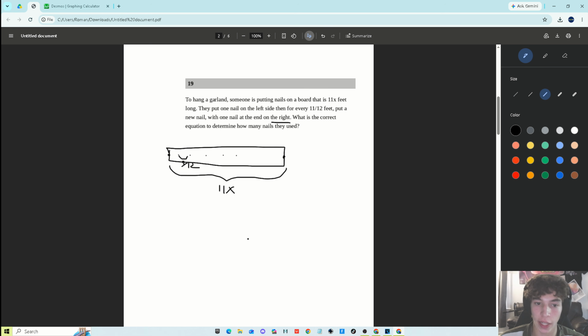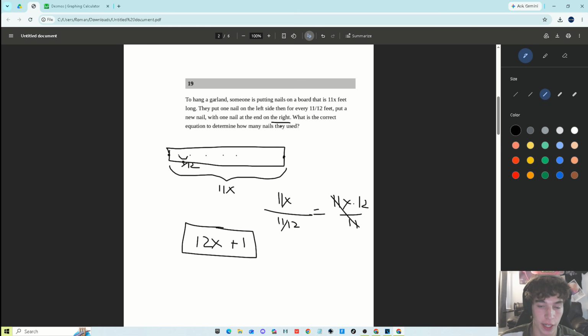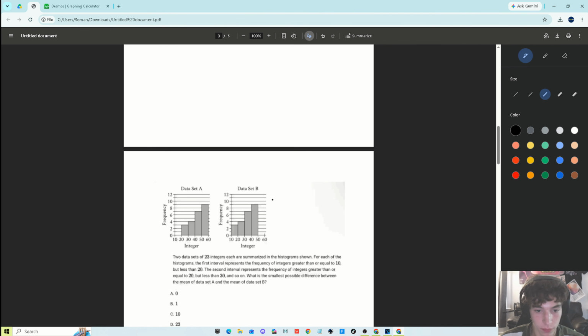So what we can do now is take our total distance, 11x, and divide by a rate of change, 11 over 12, which is basically just saying 11x times 12 divided by 11. The 11's cancel, so it's 12x. But now we have to remember they put one final nail on the right. So you have to add 1 for that one final nail. So 12x plus 1 is going to be the equation to determine how many nails they used. So yeah, pretty simple question actually, and that's how you solve it.